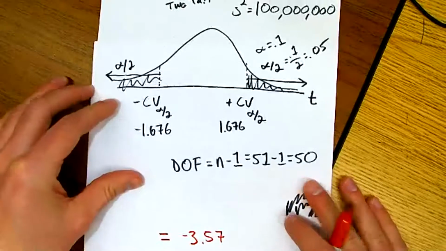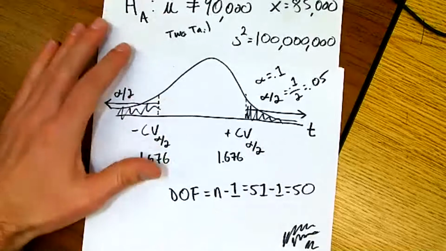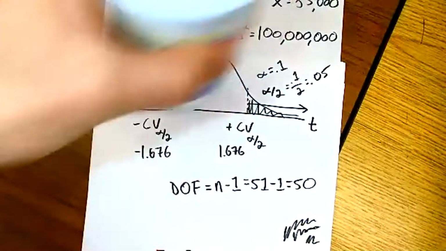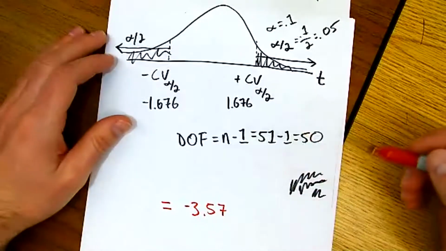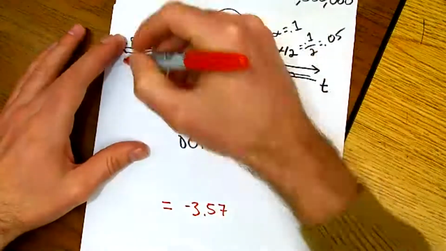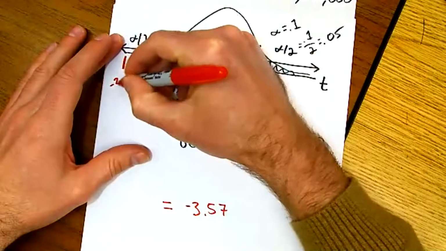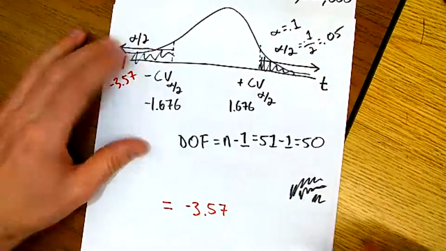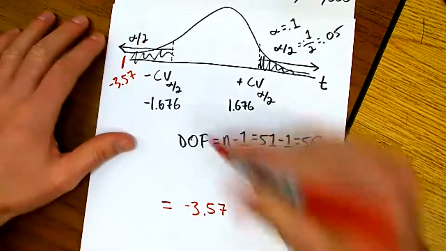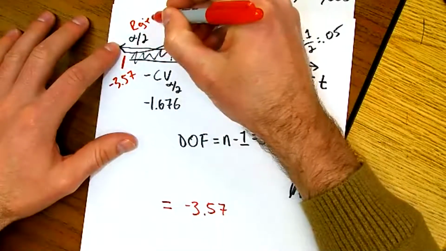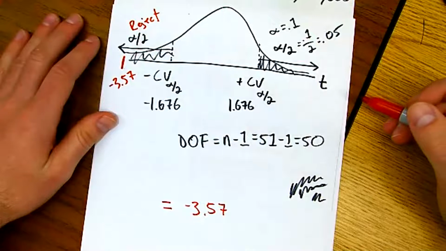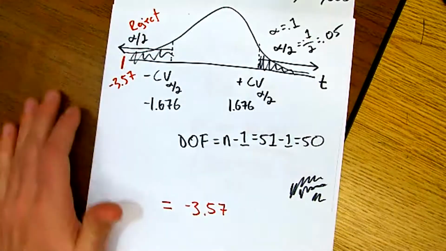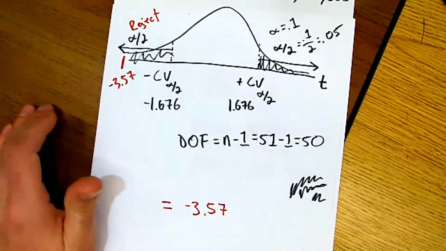So what I'm going to do next is take that. So 3.57 is my test statistic, negative 3.57. That's going to be somewhere way over here. So my test statistic is clearly in that rejection region, so I can reject when alpha is 0.1, or I can reject at the 10% level. Okay? Any questions on that before we keep moving?